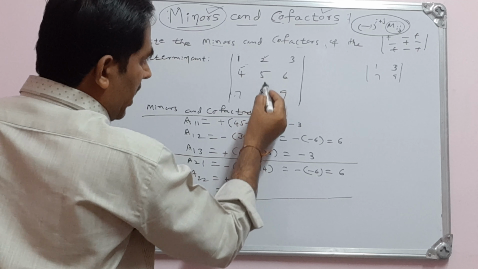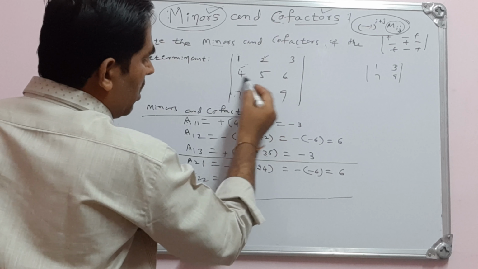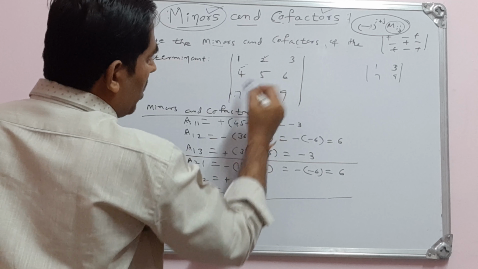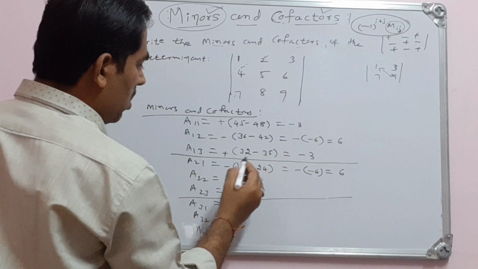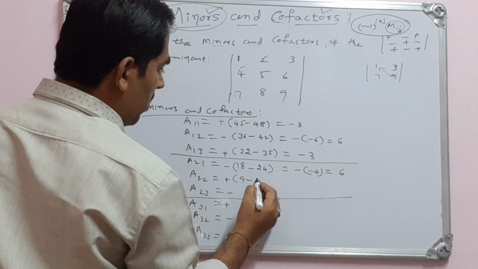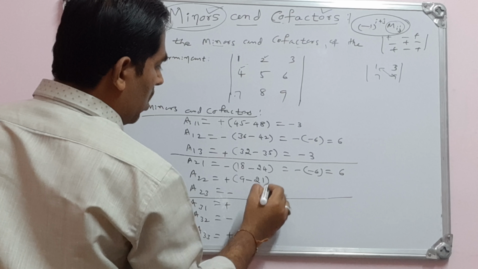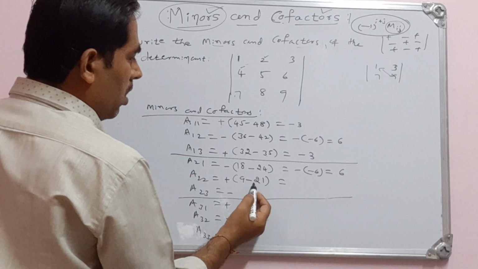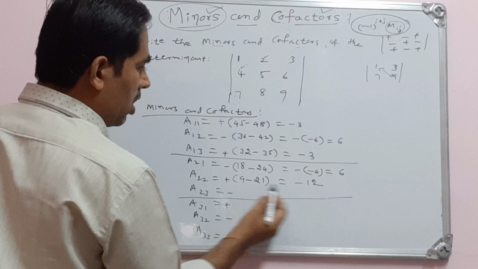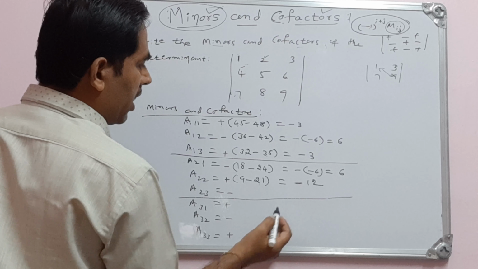Okay, let me show it once again. Leave this column and this row. What are the elements left here? You leave this column and this row. 1 3 7 9. Then you take the product. So 1 into 9, 9 minus 21. So 9 minus 21. Okay, so this will be minus 12. See, 9 minus 21, negative sign. You have to write the sign carefully. Minus 12.